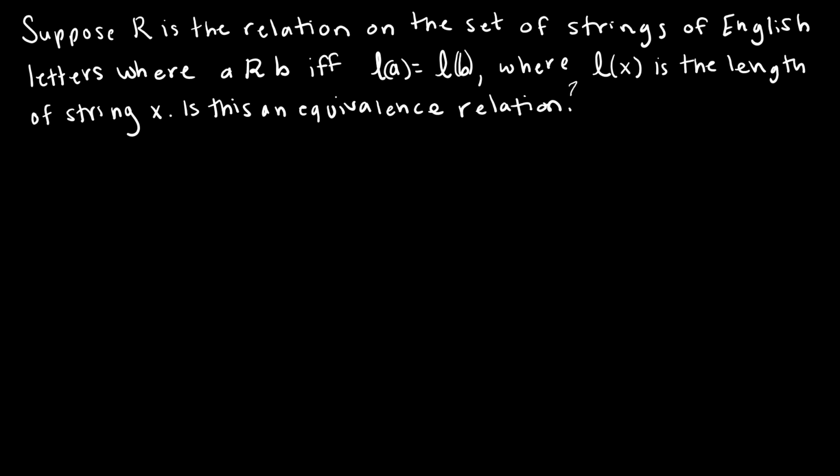Let's take a look at another example. Now we have, suppose R is the relation on the set of strings of English letters where A is related to B if L of A is equal to L of B, where L of X is the length of string X. They're asking, is this an equivalence relation? So of course we're going to have to check the properties again. We'll start by checking reflexive. And reflexive, remember, means A is related to A. So is it true that the number of letters in the word A is equal to the number of letters in the word A? Sure. So if the word is cat, then L of cat is 3.